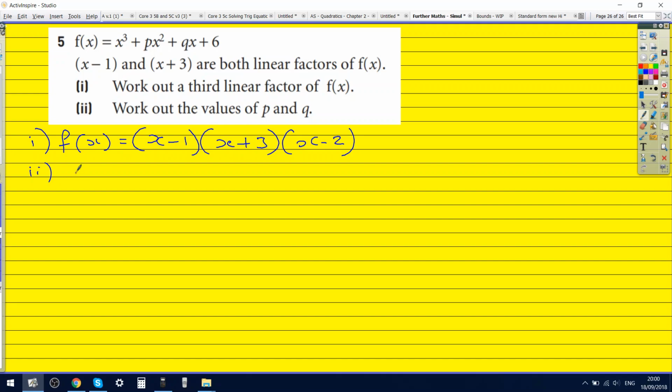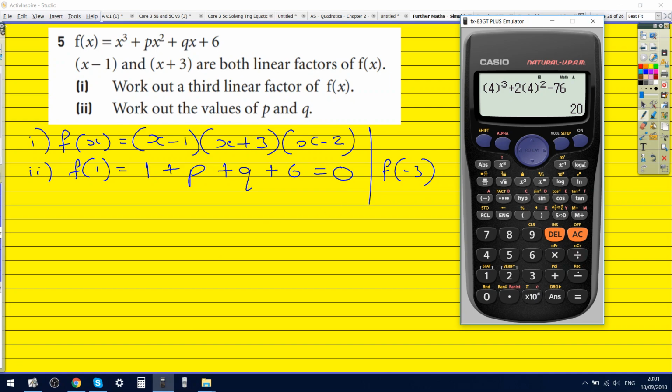What would you expect to get if you subbed in the f of 1? We got the f of 1. We'd get, we know x minus 1 is a factor, so that should equal 0. Okay, so if you sub in 1, you get 1 plus p plus q plus 6, and because it's equal to 0. What's the other thing you could sub in? The f of 1, or you could also sub in the f of minus 3. So the f of minus 3, and for that one I'd probably use the calculator.